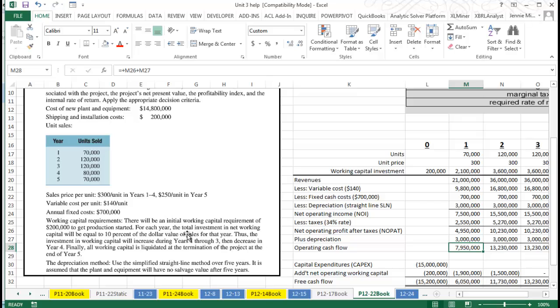But this problem is really a little odd, because it talks about a working capital amount equal to 10% of the dollar value of the sales for that year, and that it is a cumulative amount. Essentially, it will increase during years 1 through 3, and then decrease, and then all of it is liquidated at the termination of the project at the end of year 5. So all the amount that is left is going to be rolled back into the project.